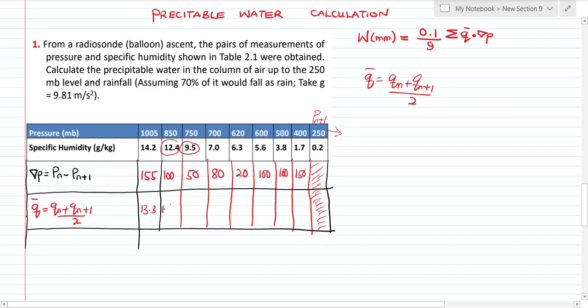That is 10.95. Then we will come here. So it is going to be between this and this. So 9.5 plus 7.0, and that's 8.25. So 8.25, right? Then we come here.